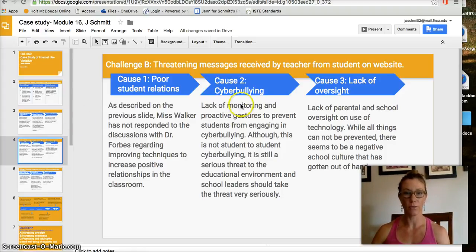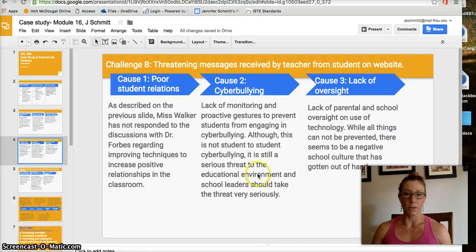So in terms of the cause of that, I'm just going to speak to number 2 here, that issue of cyberbullying, a topic that we delved into in this class, and a topic that we often think is a threat just between students. But the lack of monitoring at the high school and the lack of proactive gestures to prevent students from engaging in cyberbullying, I think, has been a main contributor to this unfortunate situation.